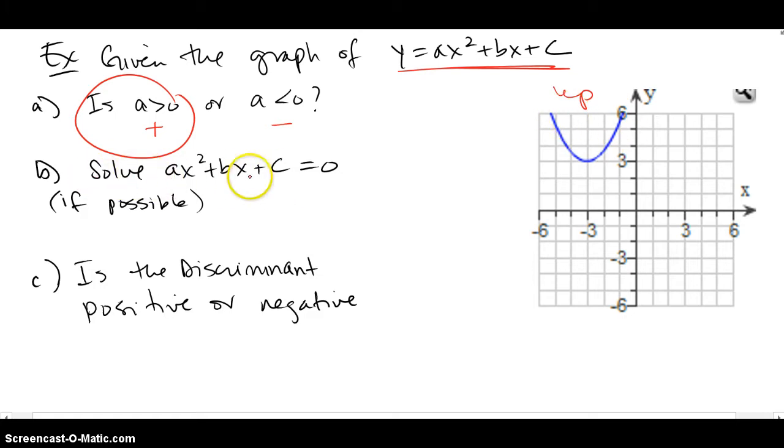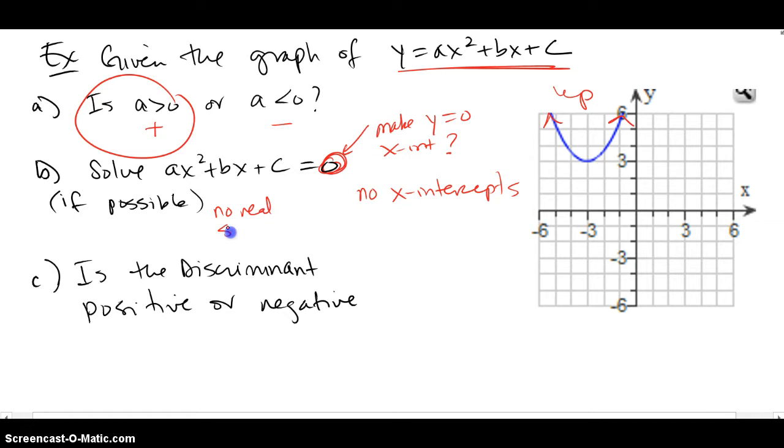Part b says solve this equation. Well, if I'm setting the equation equal to 0, I'm making y equal to 0. So I'm looking for x-intercepts in my graph. When I go to the x-axis, there's no way this parabola is ever going to touch the x-axis because it keeps going up and up and up in the other direction. So there are no x-intercepts, and if there are no x-intercepts, this equation has no real solutions because I wasn't able to find where it crosses the x-axis. Part c says, is the discriminant positive or negative?